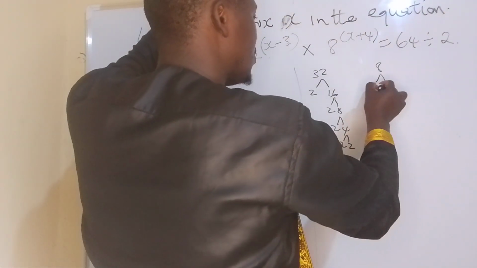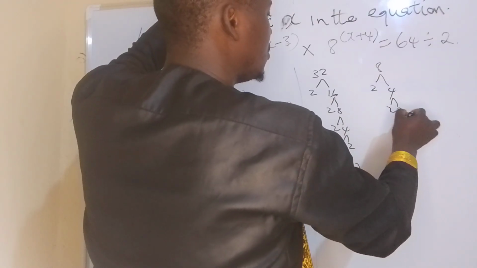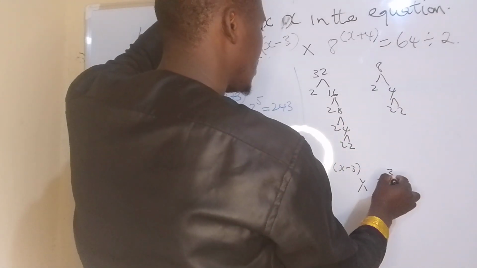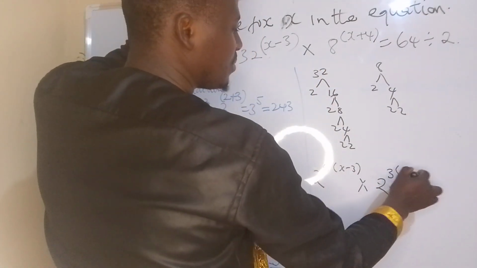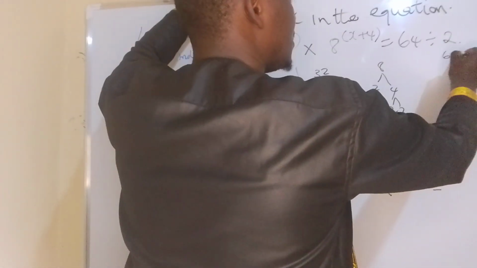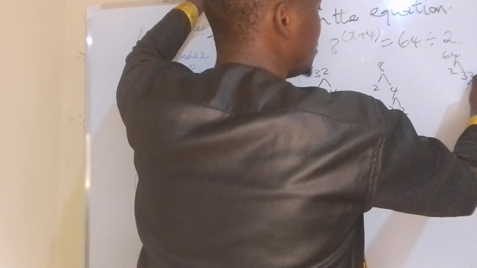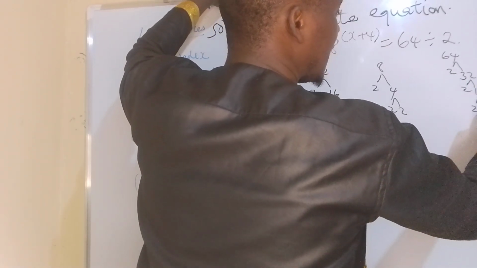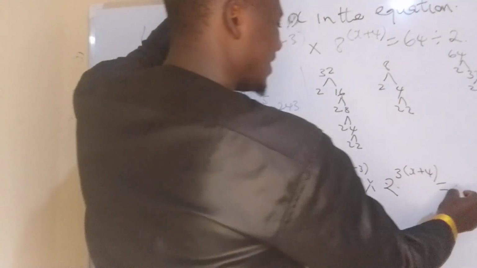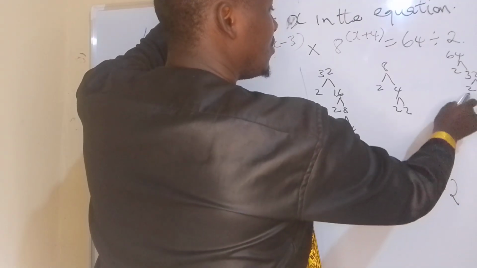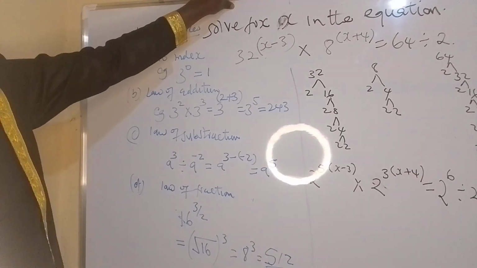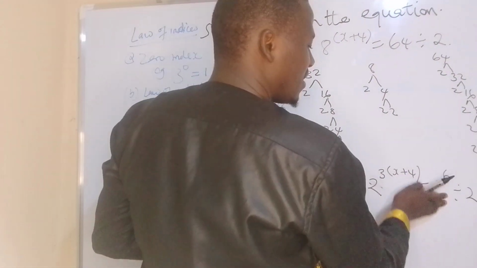8 in base 2 is 2, 4, 2, 2. That is 2 raised to power 3, equals, in brackets, x plus 4. Then it is equal to 64 written in base 2: 2, 32, 2, 16, 2, 8, 2, 4, 2, 2. That is 2 raised to power 1, 2, 3, 4, 5, 6, raised to power 6. Then divide by 2. After that, all of them are in common base 2. After that, what do you do?